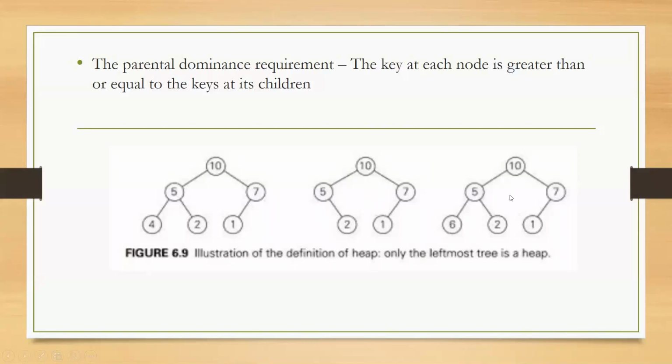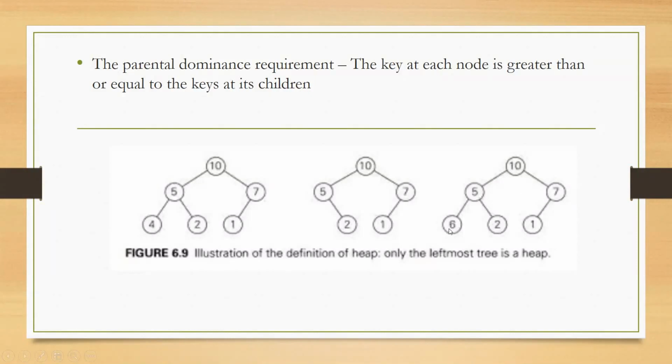Come to the third tree. In the third tree, first check whether it is an essentially complete binary tree. Yes, it is, because leftmost nodes are present in the last level, and the rightmost node is missing, whereas in the previous levels, the tree is full. Now come to the second point, the parental dominance. Whether 10 is greater than 5 and 7? Yes, it is true. Next, check this 5.